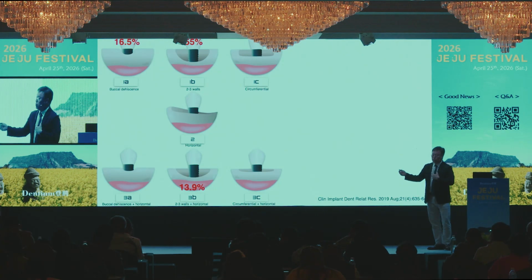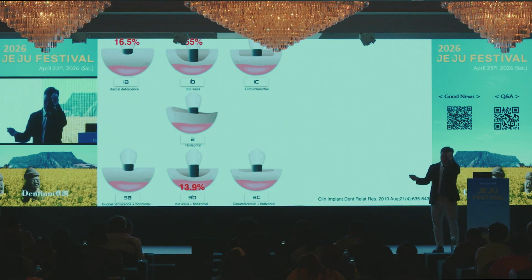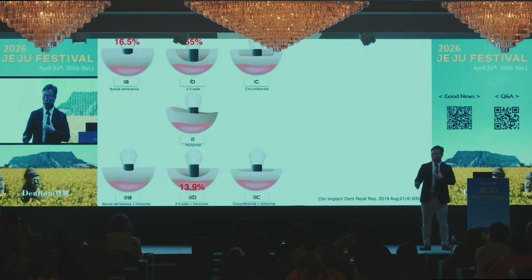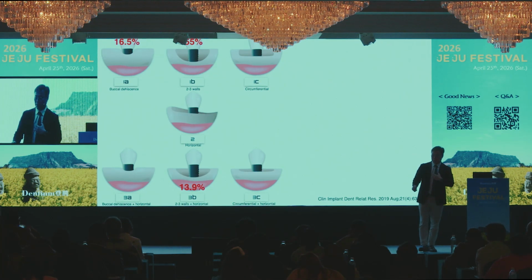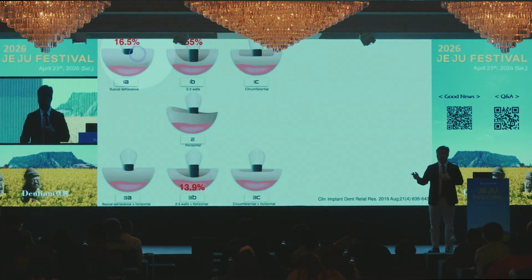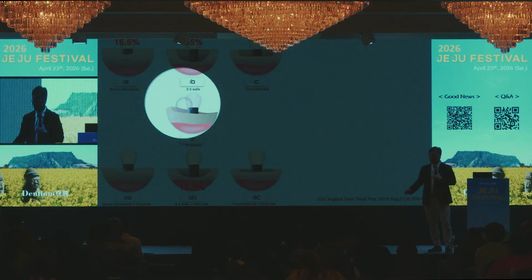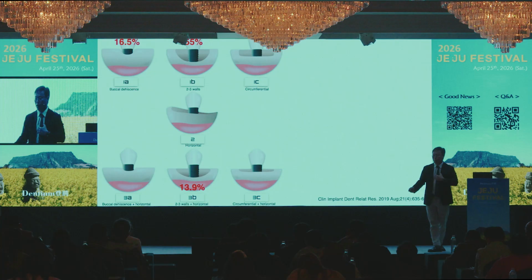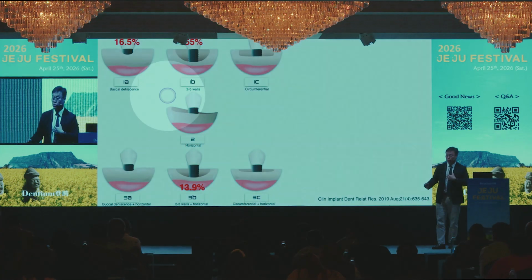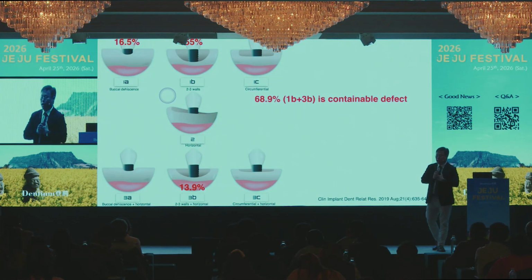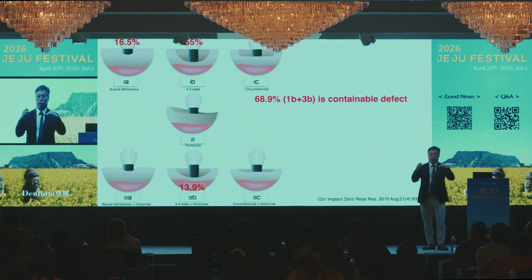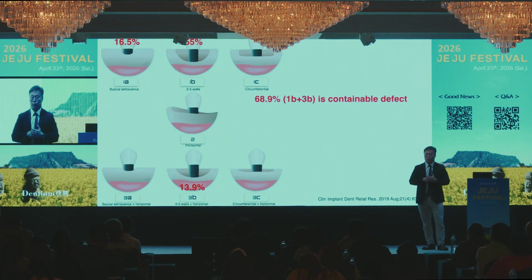Professor Lee mentioned the prevalence of this kind of peri-implantitis defect. Most peri-implantitis defects are like this. It's a containable defect. We cannot see this kind of horizontal bone graft very often. Most of the cases are containable defects. 68.9% are containable defects, which means we can apply a simple immediate bone graft.